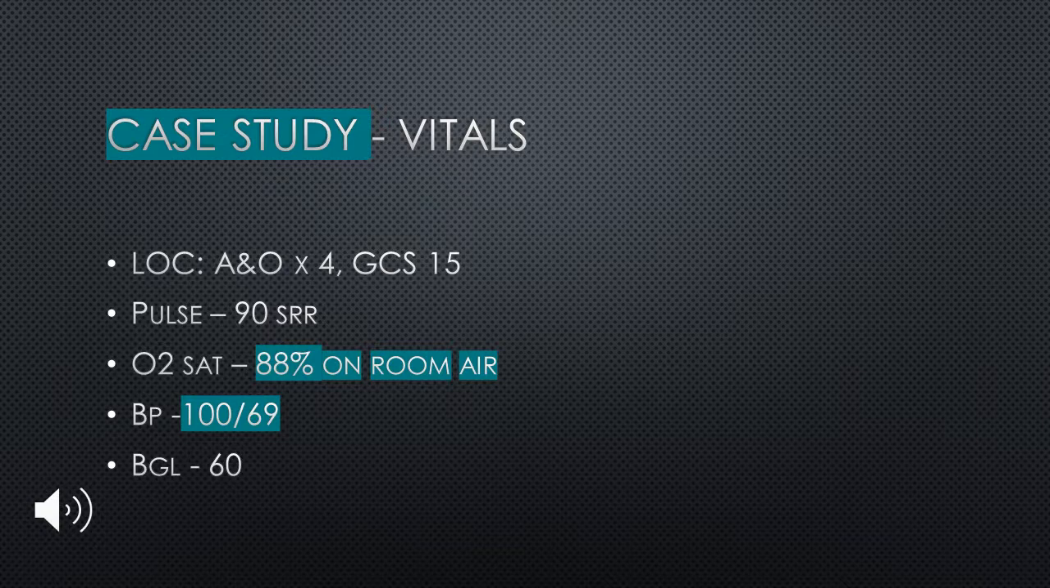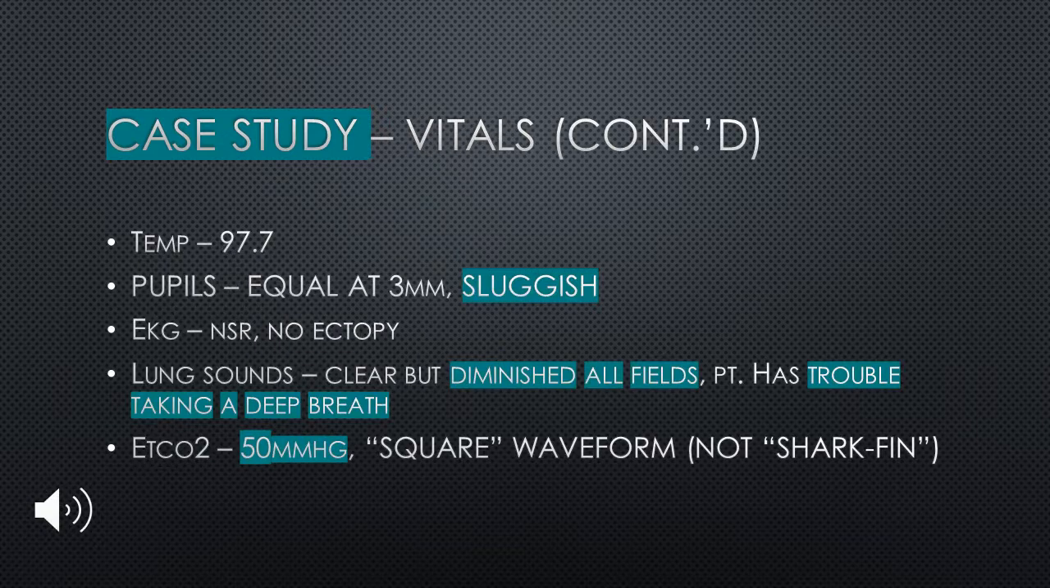O2 sat, 88% on room air, so that's something that you and your partner both kind of take note of. Likewise, BP 100 over 69, borderline hypotensive, but again, he has been vomiting and reports diarrhea. BGL is 60. Temp is 97.7, so he's afebrile. Pupils are equal and reactive at 3 millimeters, but your partner reports that they're a little sluggish.